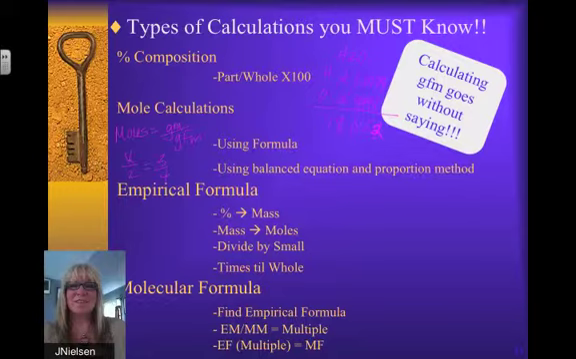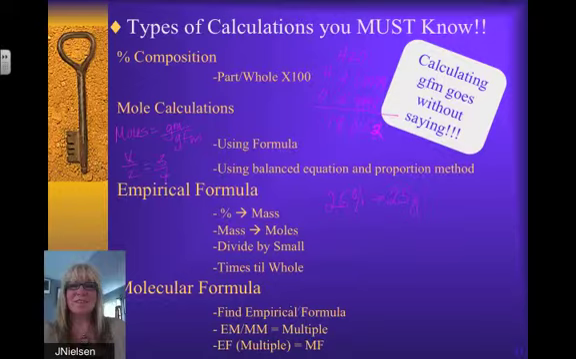Empirical formula: percent to mass, mass to moles, divide by the smallest, times till whole. Remember, if you're given percent, you're just changing the units. So 25% is equivalent to 25 grams. All right, and then you're going to find moles, divide by the smaller number of moles, times till whole. Review that in your notes.